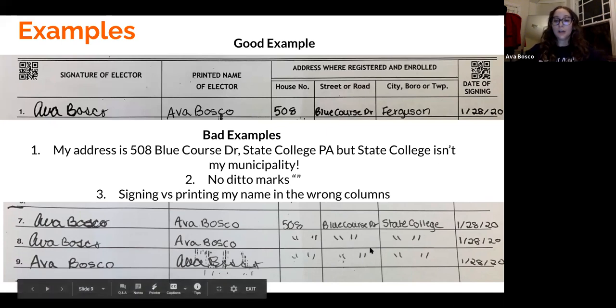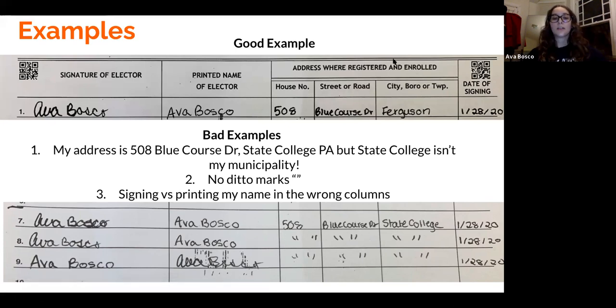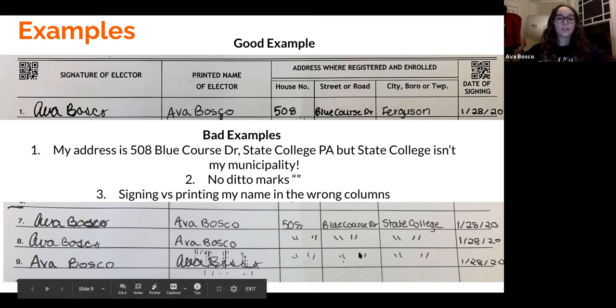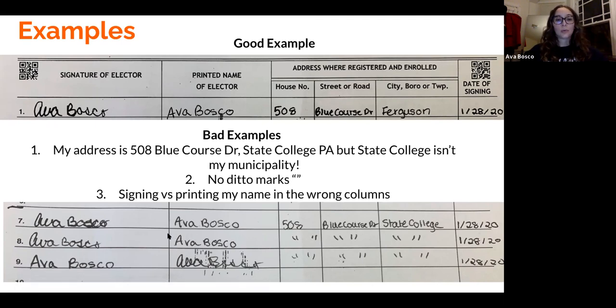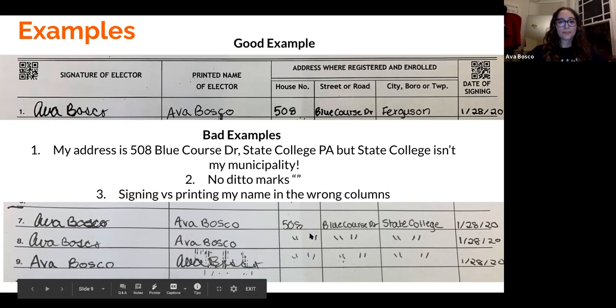The second is ditto marks. This is what ditto marks look like. You will typically encounter this whenever you are going door to door and there are multiple Democrats in the household that want to sign the petition. Maybe the first person in the household signs the petition, and then the second person thinks, well, the person above me has the same exact information, I'll just put the ditto marks. That is not acceptable. They must fill it in the same as everyone else. Likewise, although this isn't frequent, make sure that they sign and print their name in the correct columns.